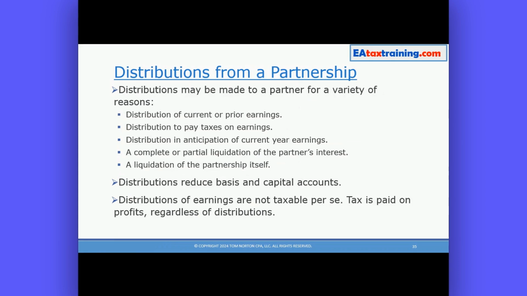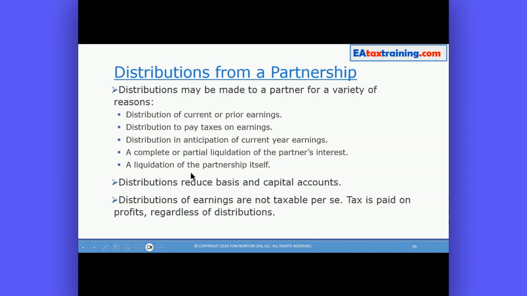Distributions from a partnership. Distributions can be made for a variety of reasons. Some of those reasons are listed here. It could be a distribution of earnings, a distribution to pay taxes on earnings, a distribution in anticipation of earnings coming up, a complete or partial liquidation of the partner's interest in the partnership, or a liquidation of the partnership itself.